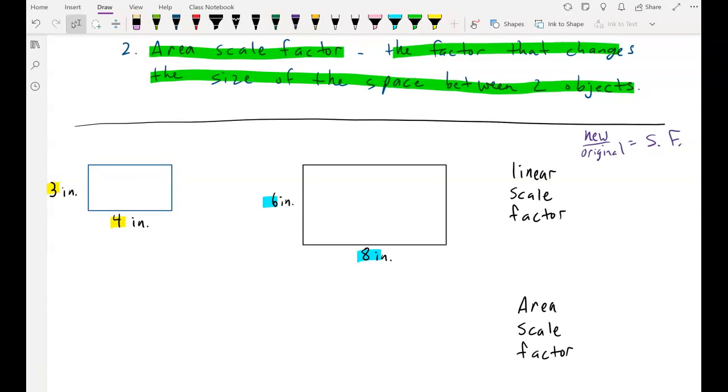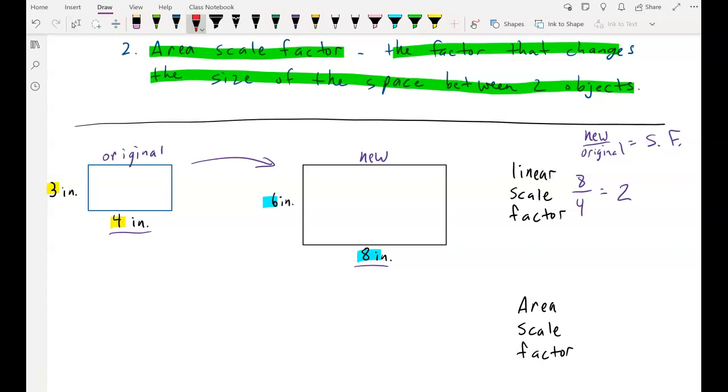So let's look at the linear scale factor between these two. Now we are going from the small rectangle to the large rectangle. And so that makes this the new one, or the copy, and this one is the original. So to find the linear scale factor, I'm going to divide the width of this one by the width of the original. 8 divided by 4, and 8 divided by 4 is 2. So this has a scale factor of 2.